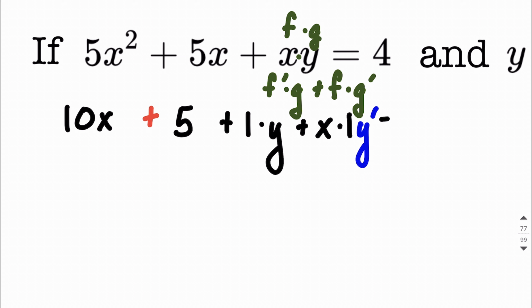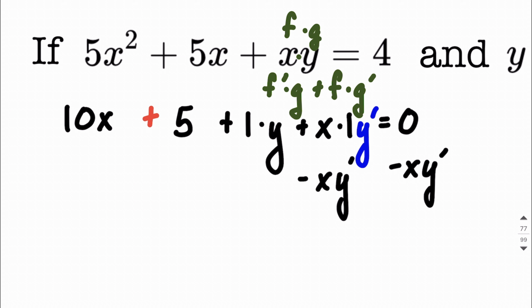Just different notations. On the right-hand side, thinking about the derivative of 4, well, 4 is a constant. Its derivative is going to be 0. All that remains in this case is to get our y prime on one side all by itself. What I'm going to suggest is to move this last term that includes the y prime to the other side. So I'm going to subtract x y prime from each side. And I left off that multiplying by 1 in front.